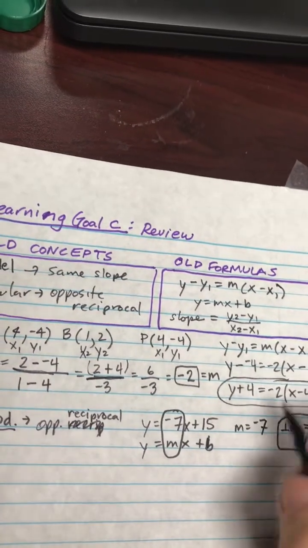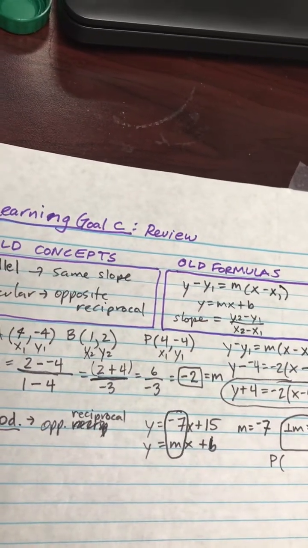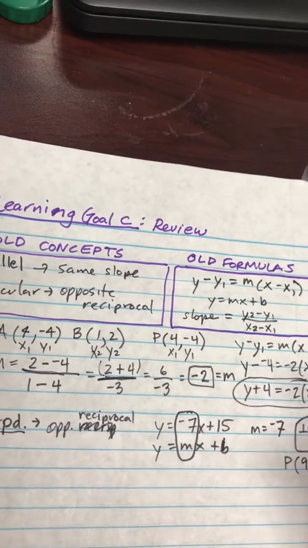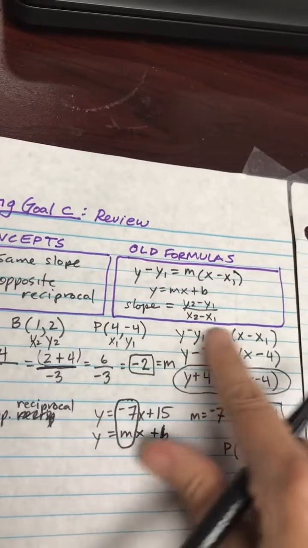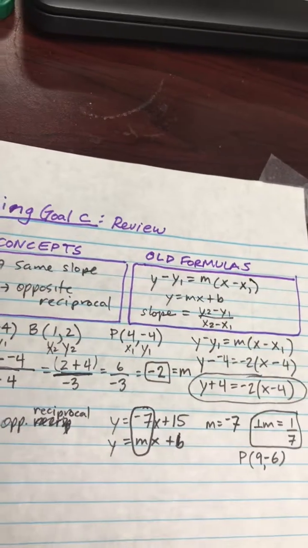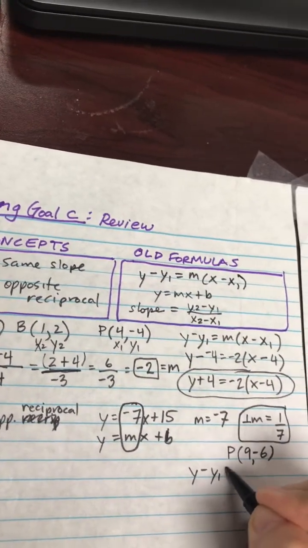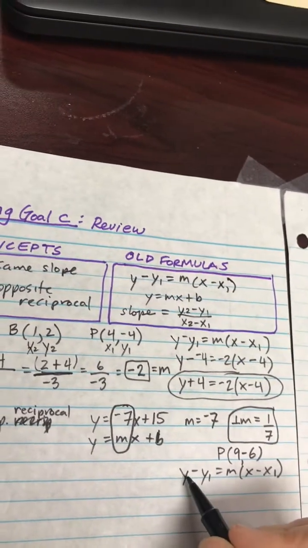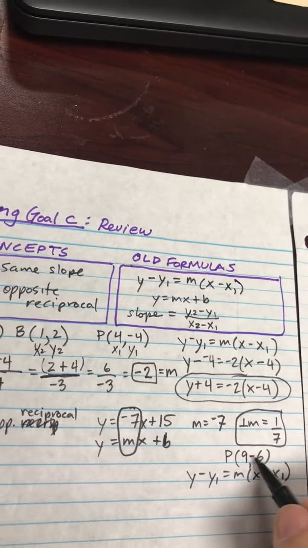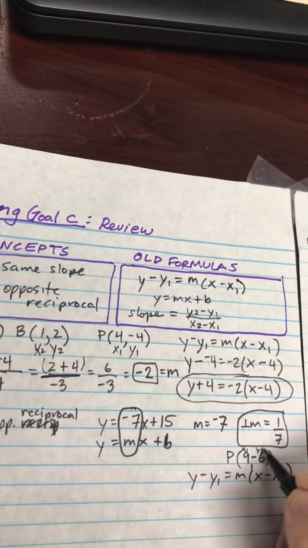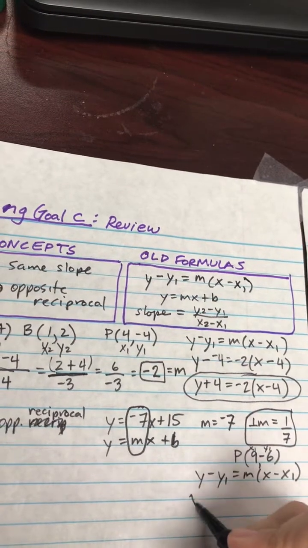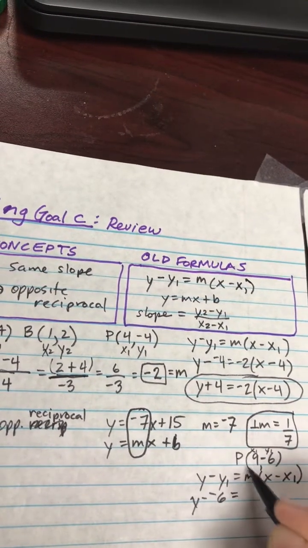Let's copy over the point from the problem. The problem says point P is (9, -6). I'm going to do the same thing I did here, same exact steps. y minus y1, slope, x minus x1. I'm given the point, so I'll call this x1 and y1. And so y minus y1 would be y minus a negative 6.